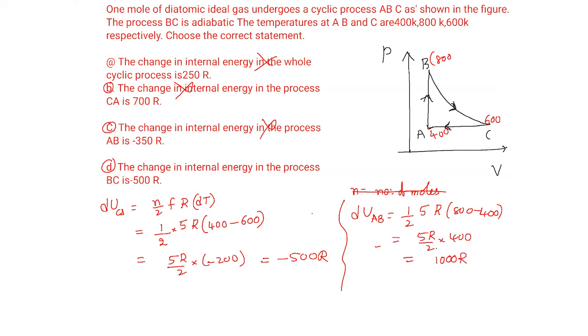Now option D. You can calculate for option D. So dU for the process B to C: n is 1, so n by 2, f is 5, so R, and dT is 600 minus 800. Always final minus initial. So how much will you get here?